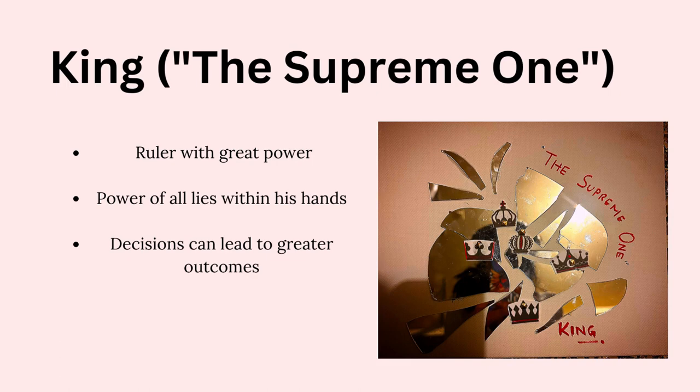And all of the power lies within the king's hands. And their decisions can lead to greater outcomes. If the king is blinded by his own life, he won't be able to see the rest of his people. But if the king is too good, he might be taken advantage by his own. That's the hard thing, the balance. And at the end, the decisions can lead to the greater good of the people, or it can lead to all hell breaking loose.